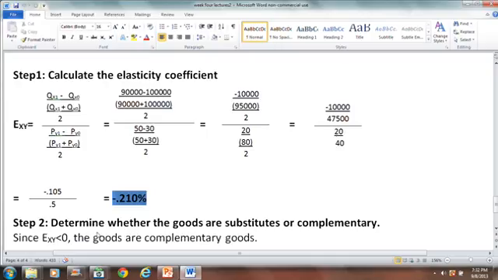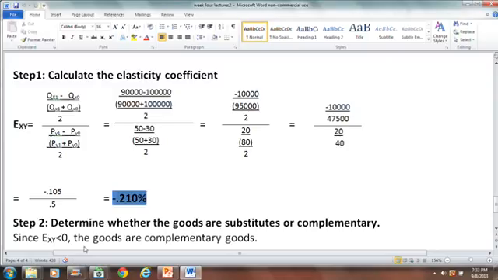And since my coefficient is negative, since E sub xy is less than 0, that implies that the 2 goods, X and Y, are complementary goods. And that's all we're trying to find, whether the goods are substitutes or complements. Because the coefficient is negative, that implies when the price of one goes up, the purchase of the other goes down, and so the goods will be complementary.